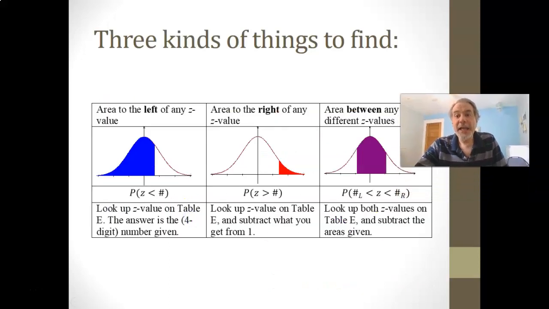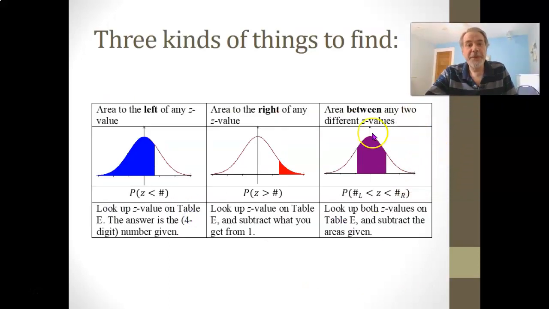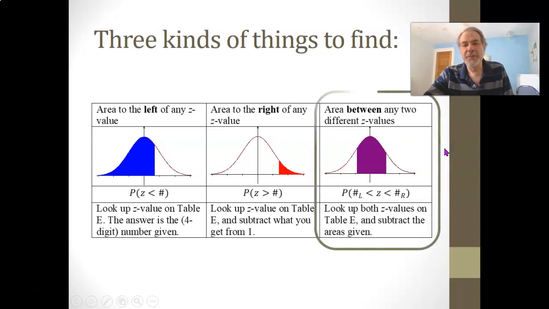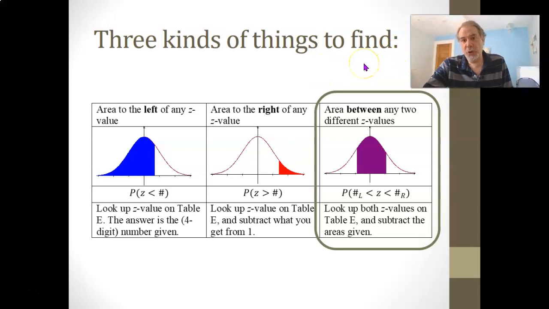Now, there are three kinds of things that you could be asked to find. The area to the left of any particular Z value, or the probability that Z is less than some particular number. The area to the right of any particular Z value, or the probability that Z is greater than some particular number. Or the area between two different Z values, which corresponds to the probability of Z being between those two numbers. And I'm going to start with that last kind of problem, because it's maybe easiest to understand when you do things the graphing calculator way.